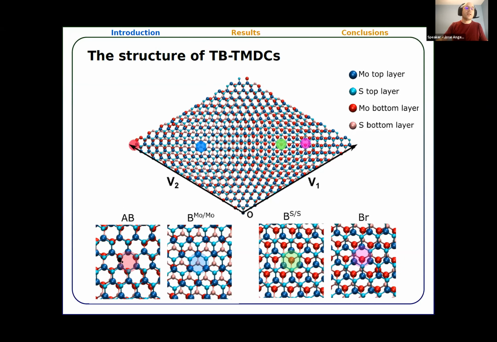the transition atom. The BMo-Mo, where the transition metals are sitting one on top of each other. The BSS, where the two chalcogen atoms of one layer and the other are sitting on top of each other. And the BR, which is basically the BSS shifted a little bit. In our case, we're going to study a homobilayer of molybdenum disulfide.